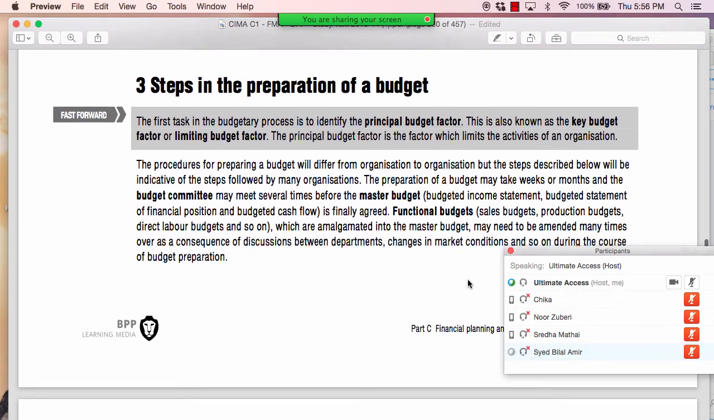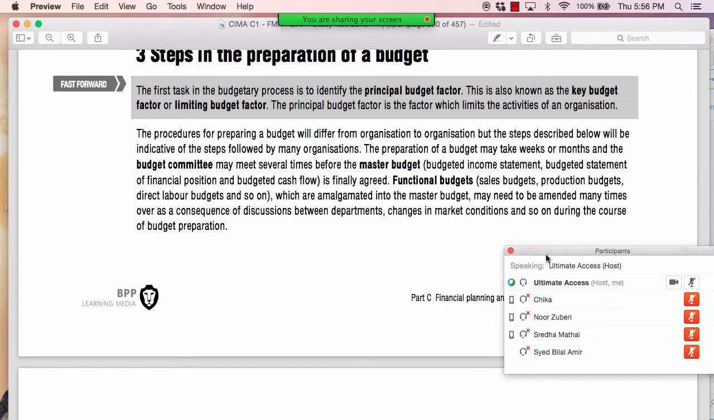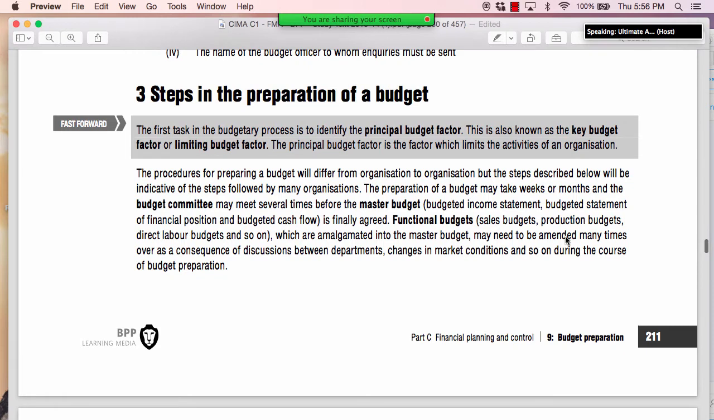Okay? Steps in preparation of the budget. Now, before we go there, any questions so far?